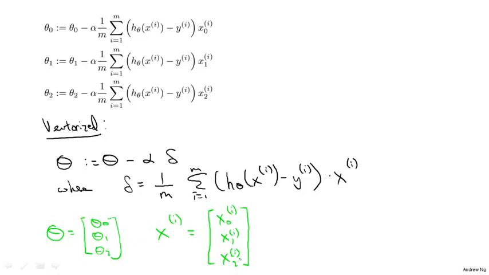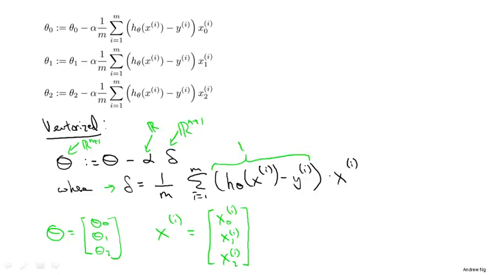Okay, and so let's parse this a little bit more. Theta here is going to be a vector in R^(n+1), and n is 2 if I have 2 features. Alpha is going to be a real number, and delta is going to be in R^(n+1). It turns out this is what my definition of delta is going to be. And so delta is 1 over m, sum from i equals 1 to m of this thing, where, again, just unwrap this.